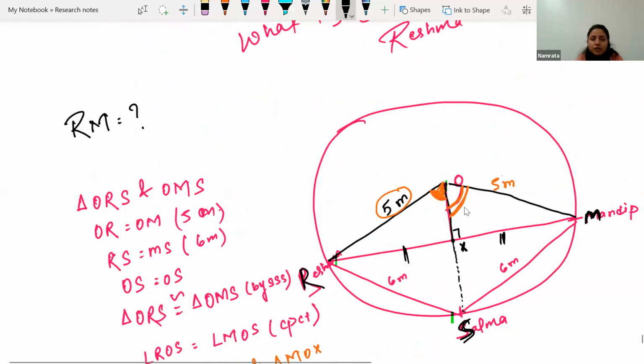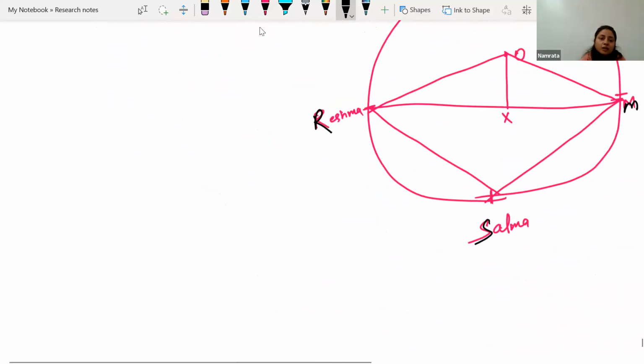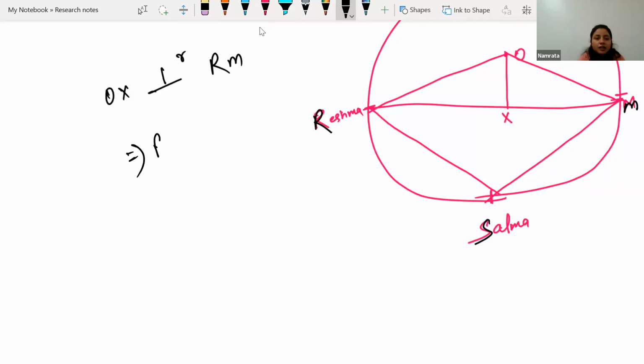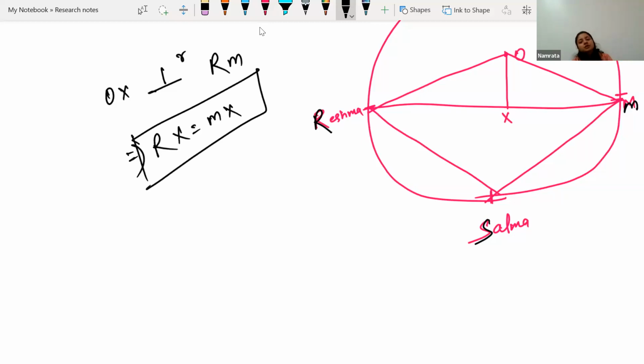Please don't do this much. We are dropping the perpendicular on the chord and that will bisect the chord. Directly we will be taking. We will say that from the center we are dropping the perpendicular and that perpendicular is bisecting our chord RM, and hence RX, MX will be same. Only this much we have to write. Please don't prove the congruency and all. So we are saying that OX is perpendicular on RM and therefore RX, MX both are same. Directly we have one theorem which is supporting this part.